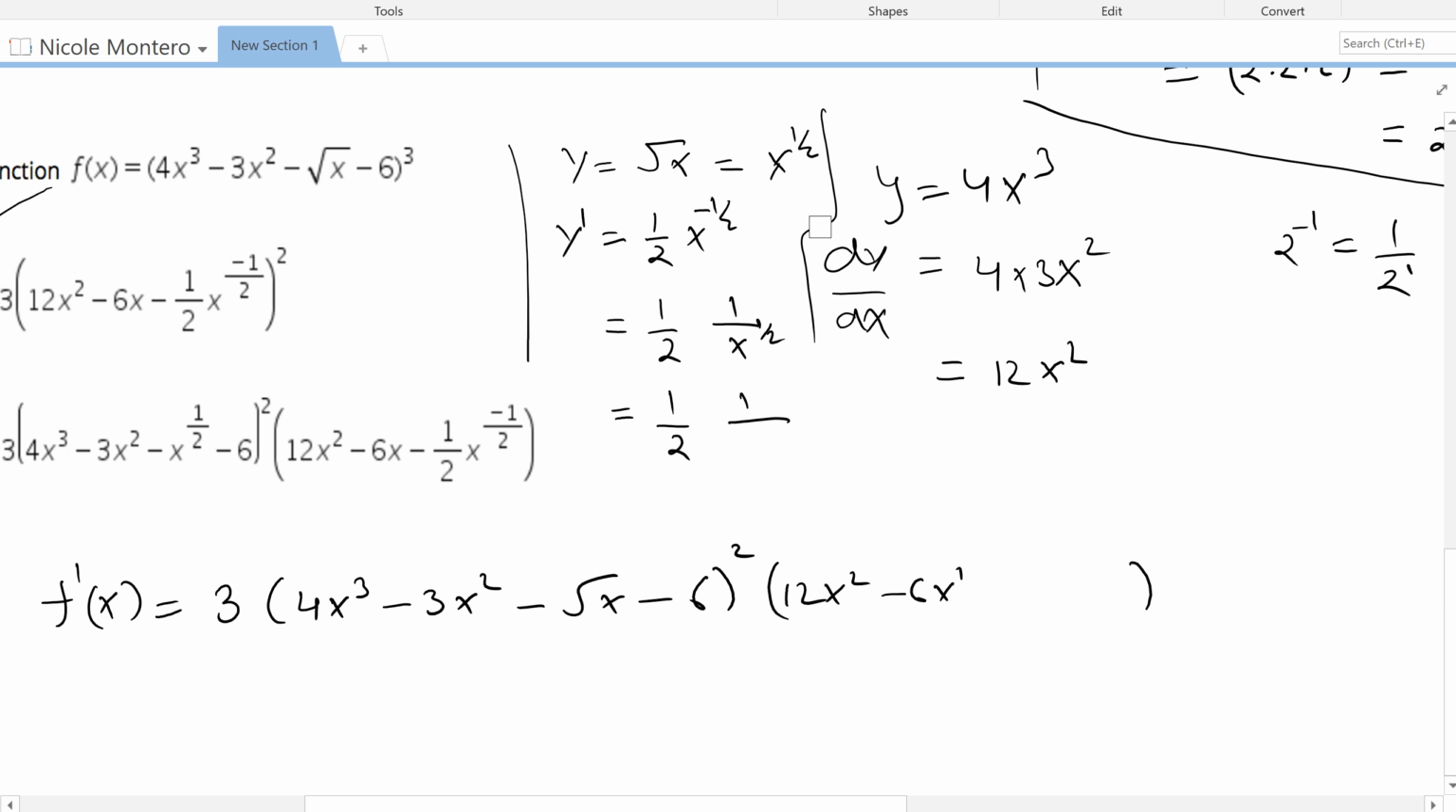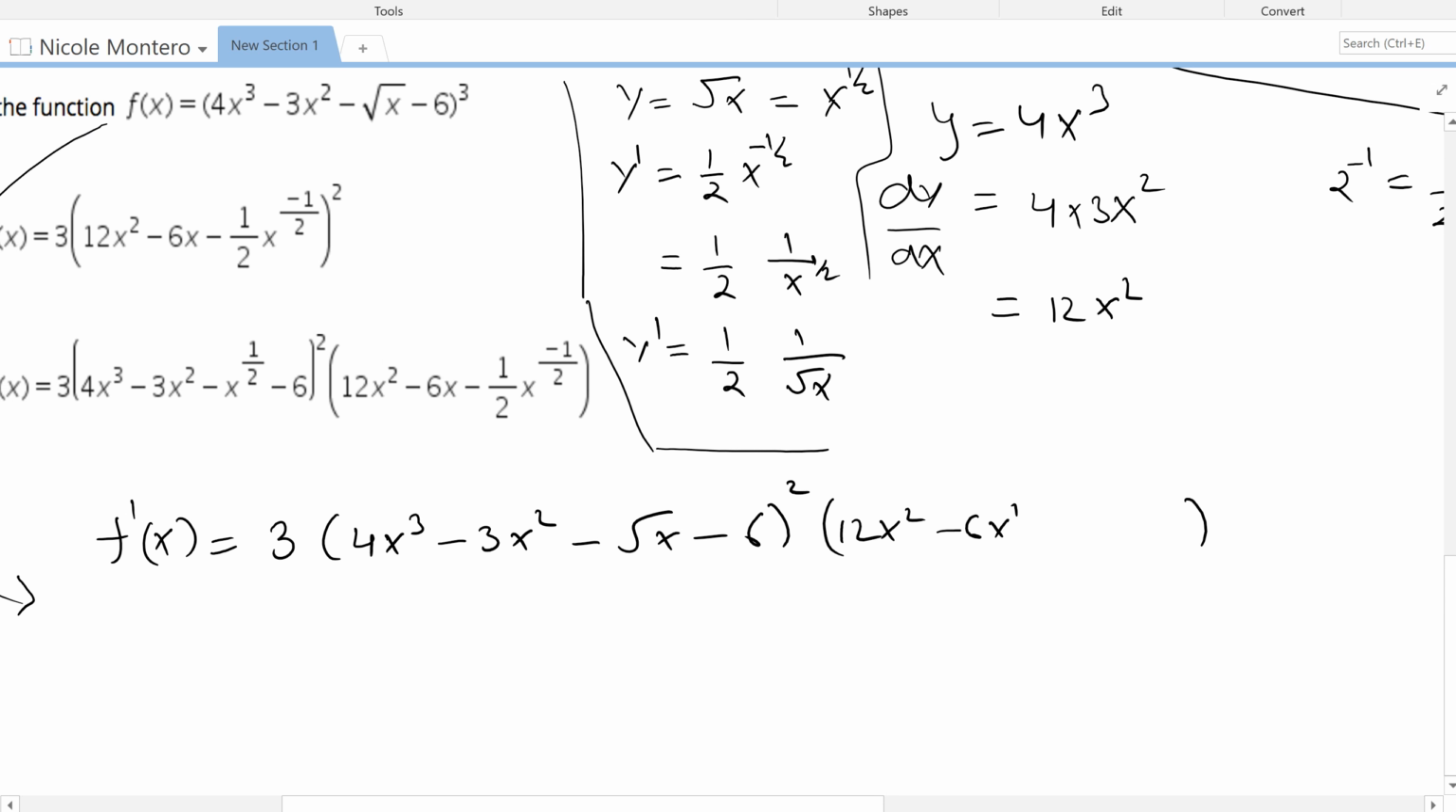Square root of x, we already know that's y, right? I mean x raised to 1 over 2 is equal to that. So you write it back to its original form. So the exponent form can be converted to the radical form. So x raised to 1 over 2 is square root of x. So y prime equals to that. Okay. So that was the derivative of this term.